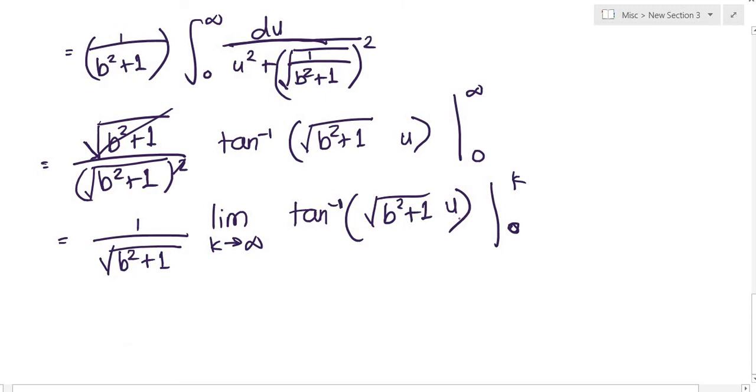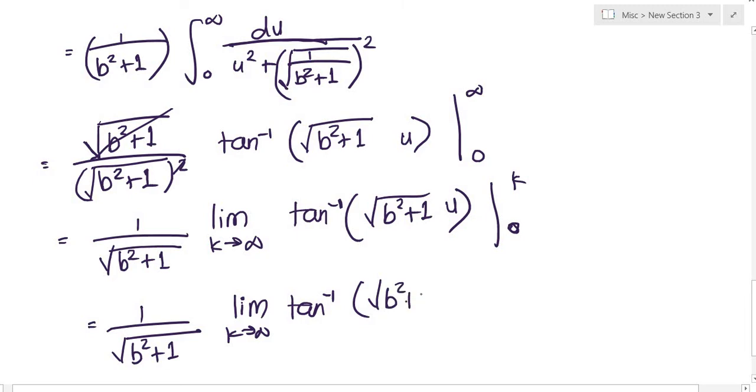Well, if we were to evaluate for the upper and lower bound, we have the square root of 1 over the square root of b squared plus 1, and then the limit as k goes to infinity of inverse tangent of, instead of u we can plug in the k for the upper bound, b squared plus 1 times k minus, well, it's just a constant, so it's being multiplied with this entire thing, minus when we plug in 0 we have the inverse tangent of 0 times any constant is 0, inverse tangent of 0.